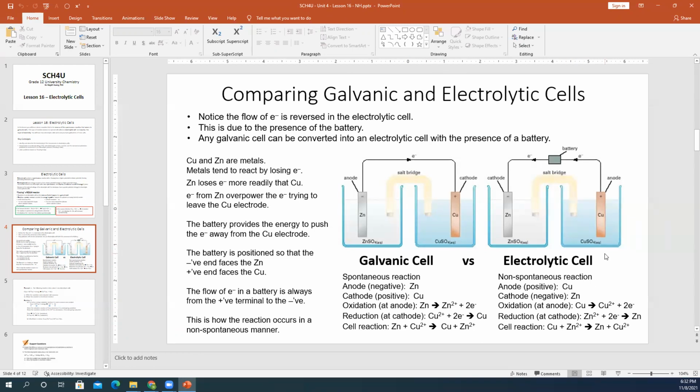Now in the electrolytic cell, this reaction is reversed. It's a non-spontaneous reaction. And in fact, the electrodes are switched. Now in this case, the copper is the anode and is positive, and the cathode is now the zinc and negative. And the oxidation occurs at the anode, and reduction occurs at the cathode. Reduction always occurs at the cathode, oxidation always occurs at the anode, both in the galvanic cell and the electrolytic cell.